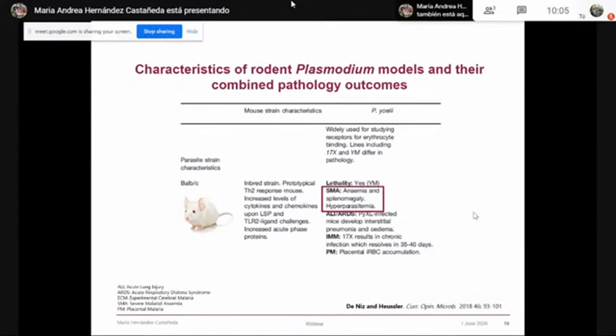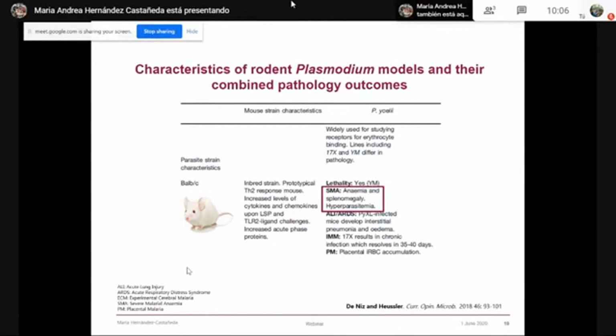We have this GFP P. yoelii strain that we got from France. And in the case of P. yoelii with the BALB/cs, it causes anemia and hyperparasitemia. So we infected 5 wild-type females, which means that they don't have the granulysin, and 5 females that have the granulysin.